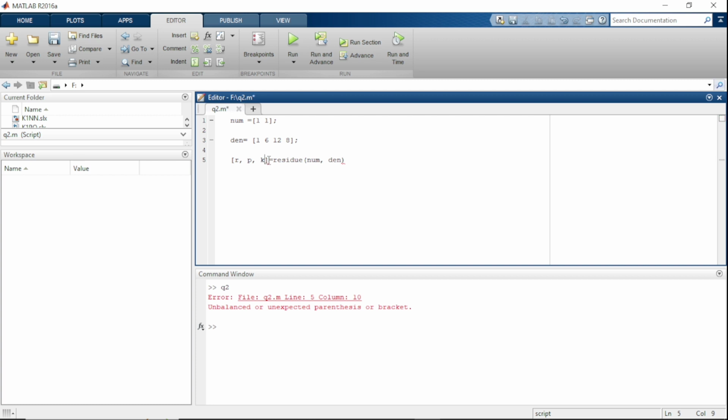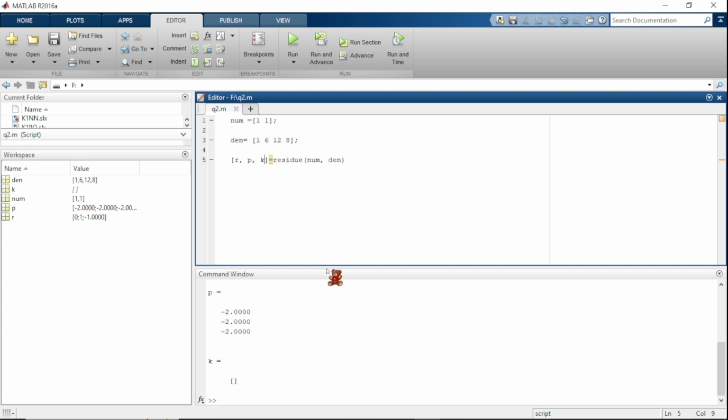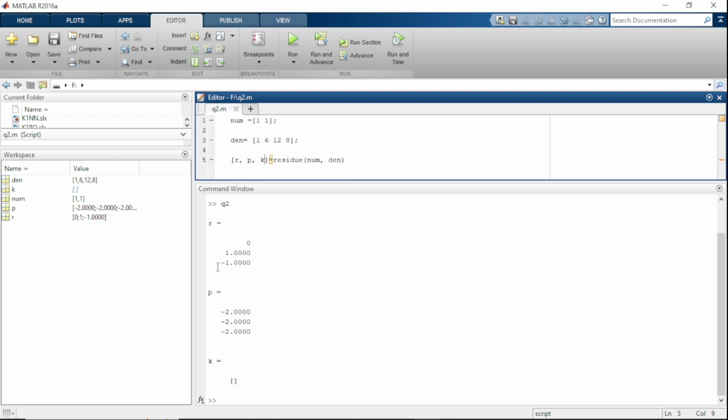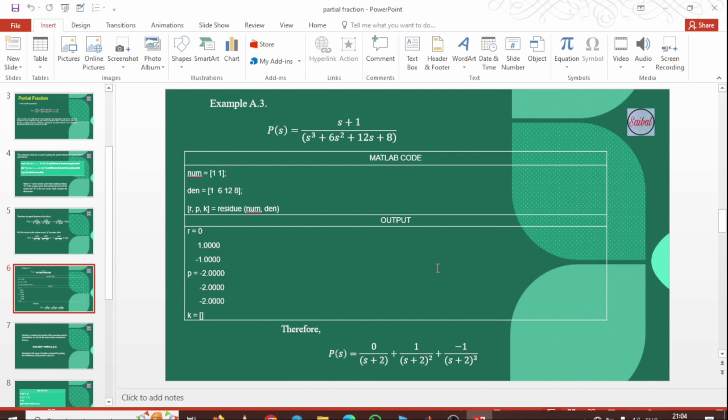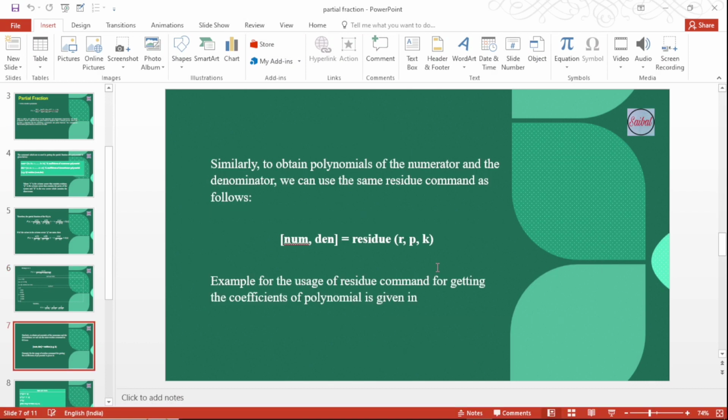Okay, there is 2 bracket. So here you can see you get r equal to 0, 1, -1, p equal to -2, -2, -2 and k is 0. Okay, now coming to the next slide.